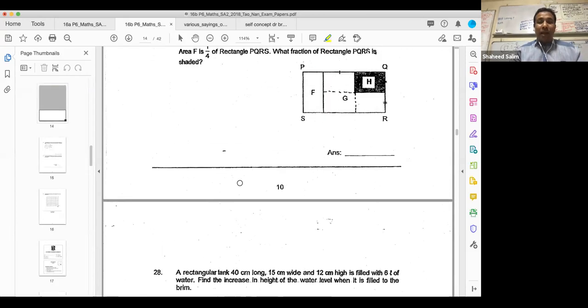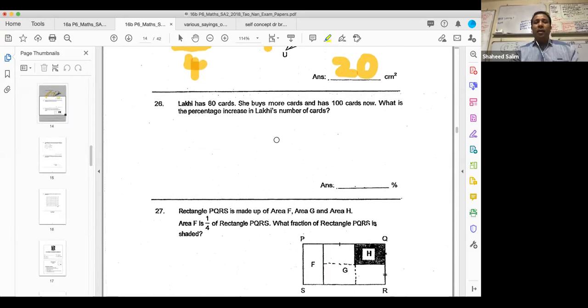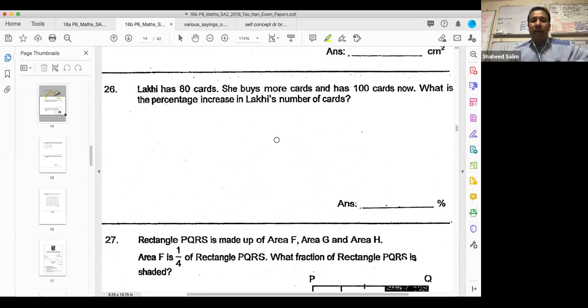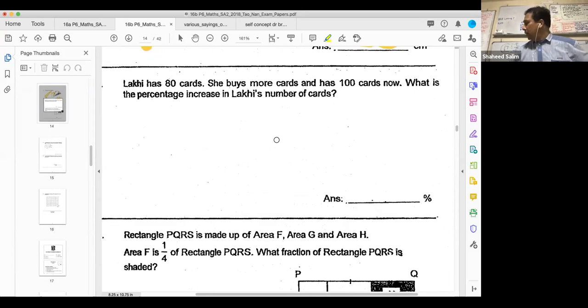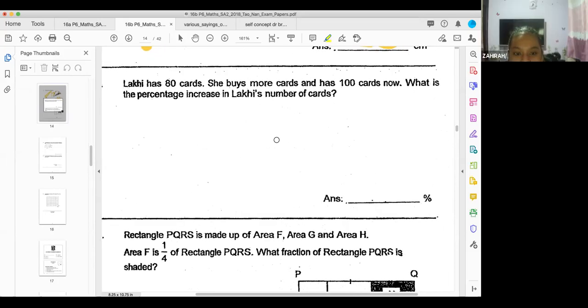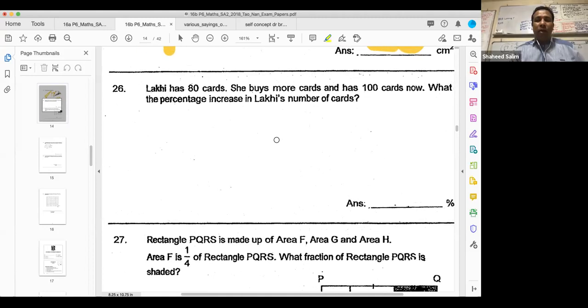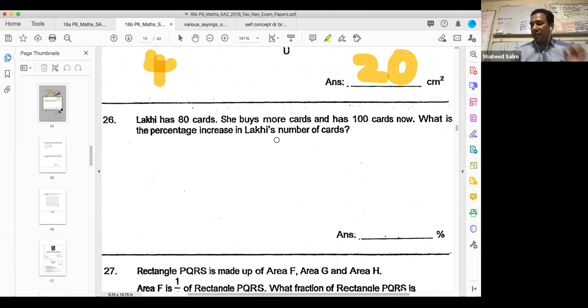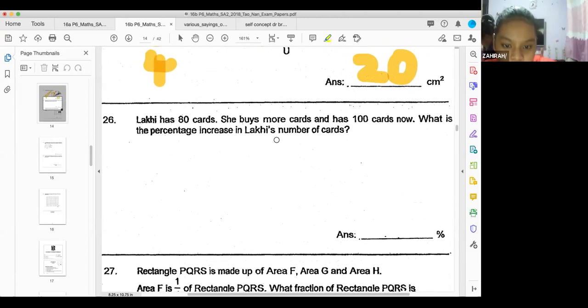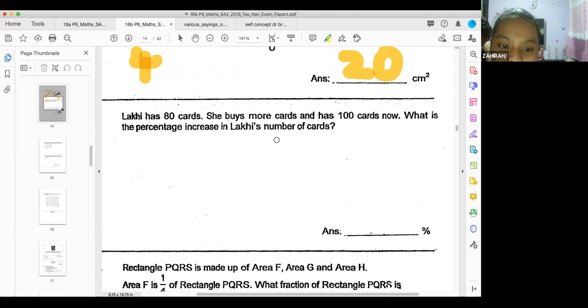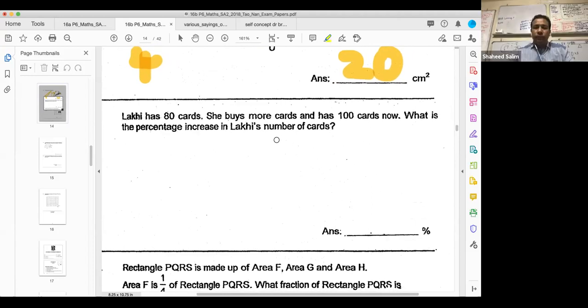I'm looking at somebody's eyes. I know. Okay, here we go. This one is booklet B. Cannot use calculator. 26. Please be able to do this. You must know. All of you must get it correct, please.